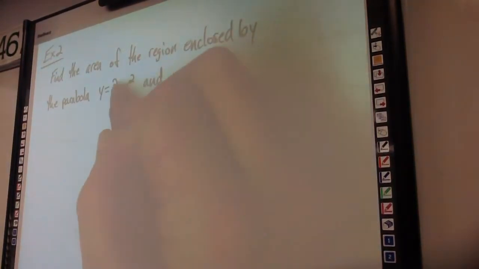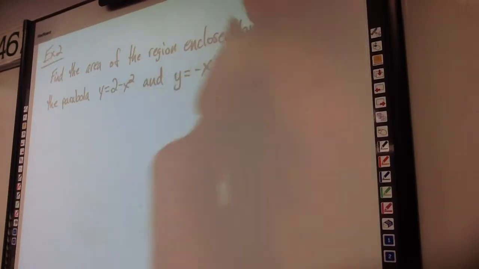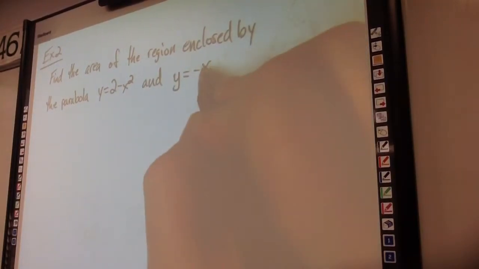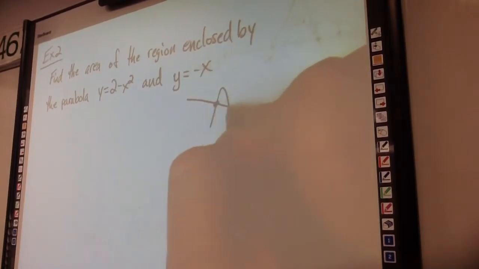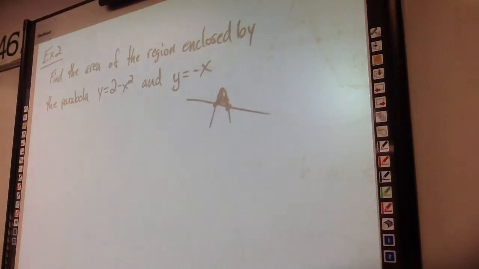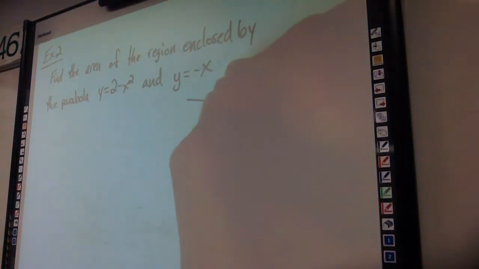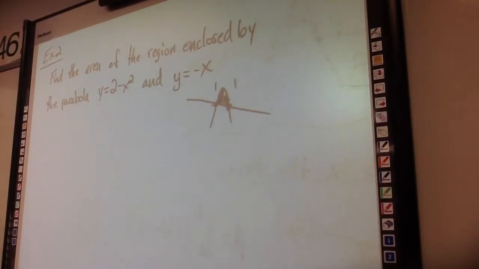What do you know about this parabola? It's upside down. It's negative. It shifted up. And that's a line, so they're going to intersect, and that's going to be our region that's enclosed by them. So how are we going to figure out the region? We need to graph it. We don't need a graph.